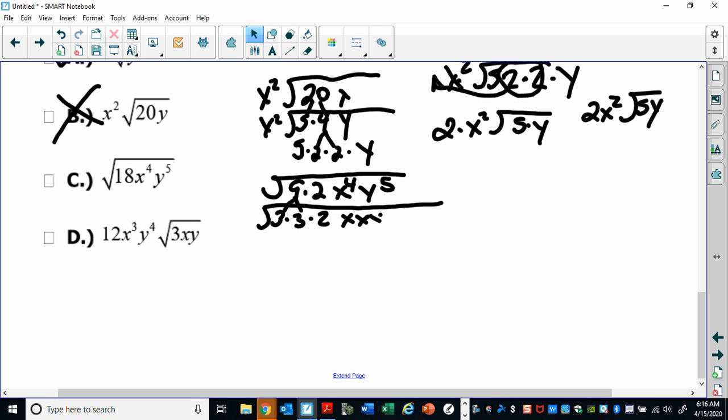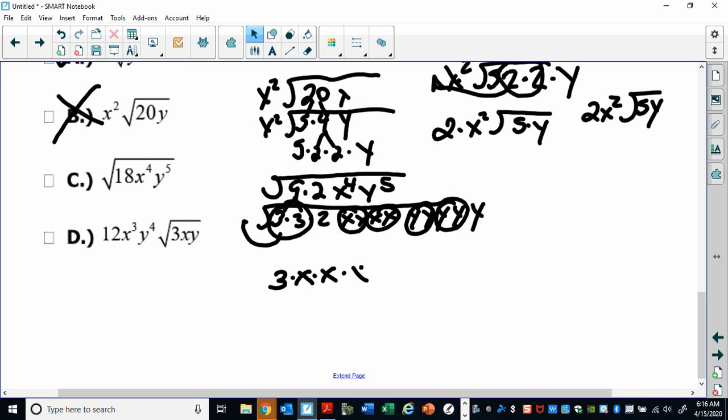1, 2, 3, 4. And then 1, 2, 3, 4, 5. So we're still looking for groups of 2. I do see a group of 3 that can come out. I see 1, 2 x's that can come out. And I see 1, 2 y's that can come out. So now what's going to happen is 3 times x times y. That's a y, ladies and gentlemen, times y, times the square root of 2 times y.